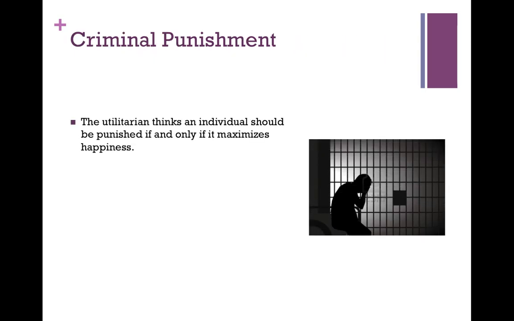Let me give you a few more examples of this. We had talked about criminal punishment before, and remember when we talked about criminal punishment, we said that for a utilitarian, the only thing that matters is that the punishment maximizes overall happiness. If when you punish someone it produces a greater social benefit, then that's the reason to do it. If it doesn't, then you shouldn't punish someone. For the utilitarian, they're not concerned about what a person deserves. They're only concerned about, will this punishment produce more happiness in the end?